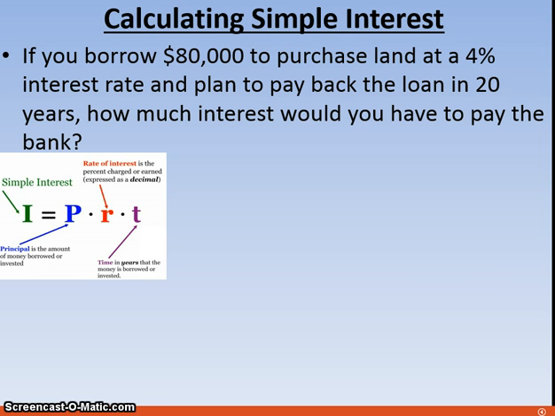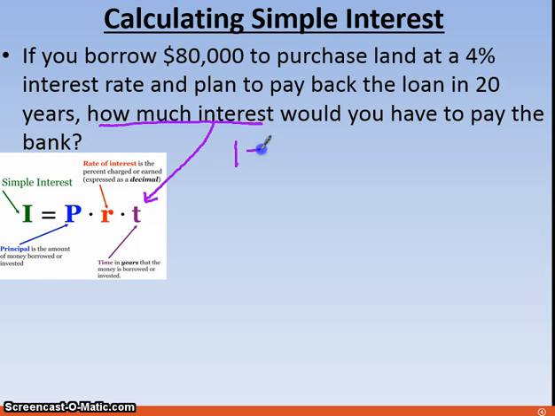So let's look at an example of calculating simple interest. Pretend you are going to borrow $80,000 to purchase land. The bank tells you that you are going to purchase that at a 4% interest rate. They're going to charge you 4% because you're taking a loan. And you plan to pay back the loan in 20 years. It's going to take you 20 years to pay this back. How much interest would you have to pay the bank? We know that we are going to use our simple interest formula because we are looking for how much interest. These are the key words that tell me I need this formula.